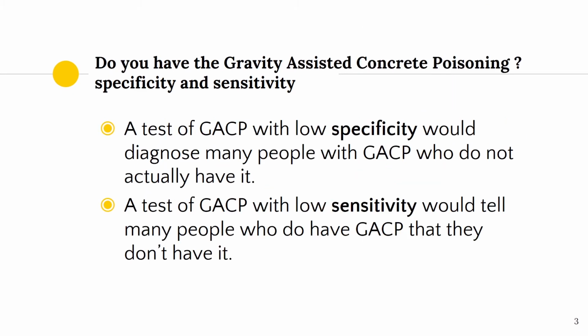So here's a made-up example to illustrate the concepts. Do you have gravity-assisted concrete poisoning? Well, let's say there's a test to find out. A test with low specificity would diagnose lots of people with gravity-assisted concrete poisoning who do not actually have it. In other words, this test would be committing a lot of type 1 errors, false positives. Now, if you had a test with low sensitivity, then it would tell many people who do have gravity-assisted concrete poisoning that they don't actually have it. In other words, the test would be committing many type 2 errors.